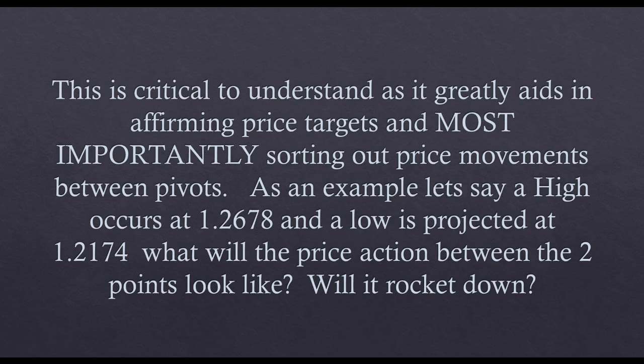As an example, let's say a high occurs at 1.2678 and a low is projected at 1.2174. What will the price action between the 2 points look like? Will it go rocketing down? Will it go sideways and then shoot down at the end? I mean, what's it going to look like? And what governs it, more importantly?